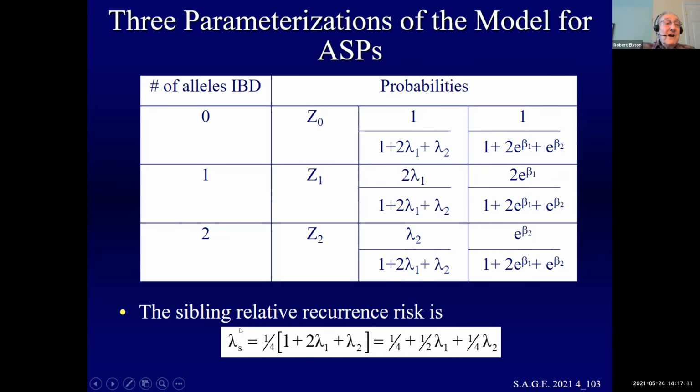The sibling relative recurrence risk is just this on this scale here, and that's a quarter plus half the recurrence risk if they share one allele identical by descent, plus a quarter for two. So that's it.